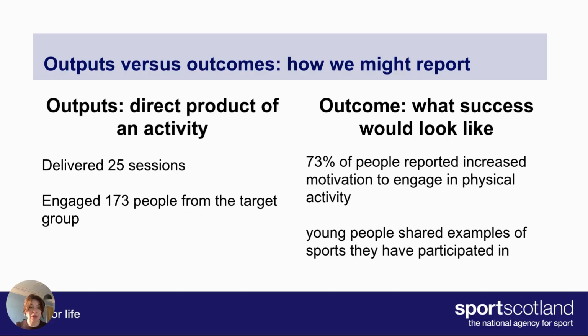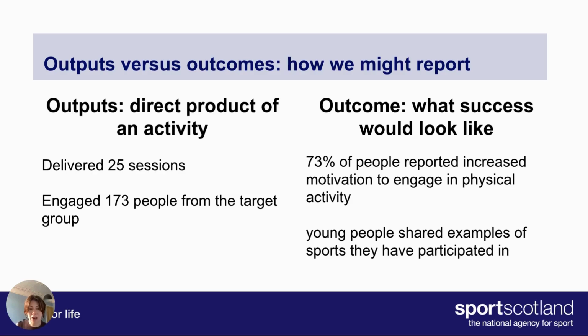So in this example, I'm looking at an activity that might encourage people to become more involved around physical activity. So here you might report something like, it could still be quantitative, so it could still be number-based, but it would look something more like this if it was about an outcome. So 73% of people reported increased motivation to engage in physical activity. Or to go back to the older people's example, you might have something like 91% of older people reported feeling more connected with others. Those are the sorts of examples.